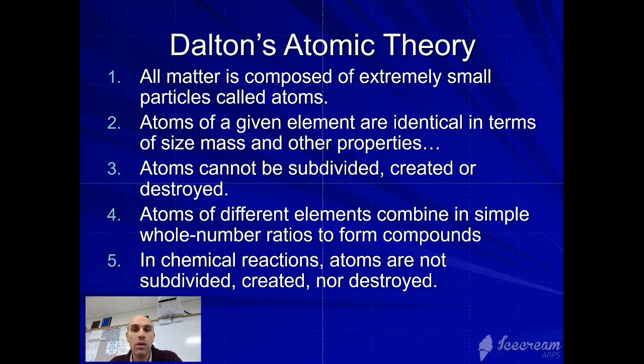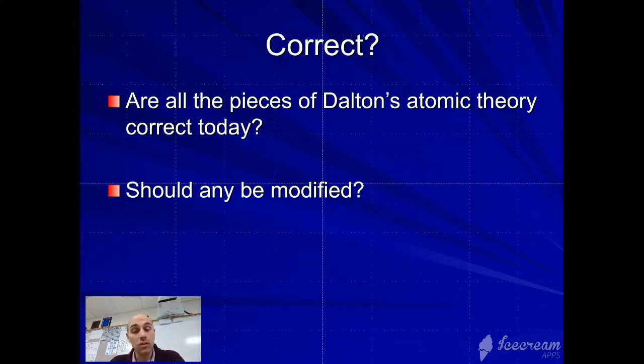For number 5, we know of nuclear reactions where the atoms are broken down. We have nuclear decay, alpha radiation, beta and gamma radiation. We know neutrons are ejected. Different atoms can be made through the decay of other atoms. We have isotopes. We have ions. All of these things can be modifications to Dalton's atomic theory. But remember, at the time, unbelievable.